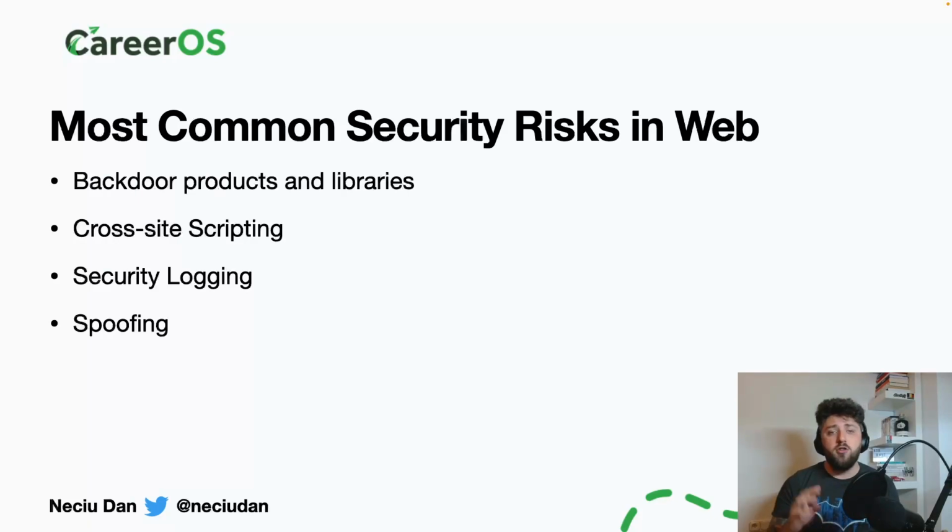And today I want to focus on the 4 most common security risks in front-end development, which are backdoor products and libraries, cross-site scripting, security logging, and spoofing.